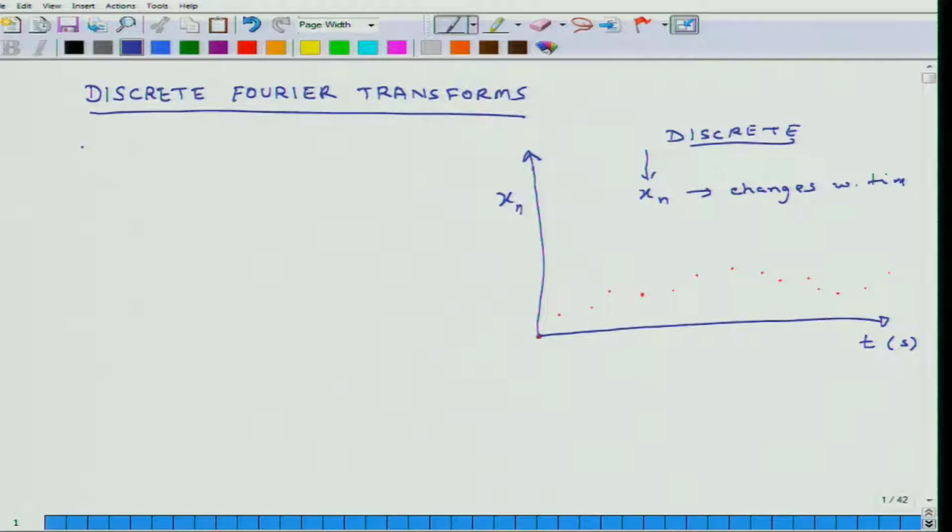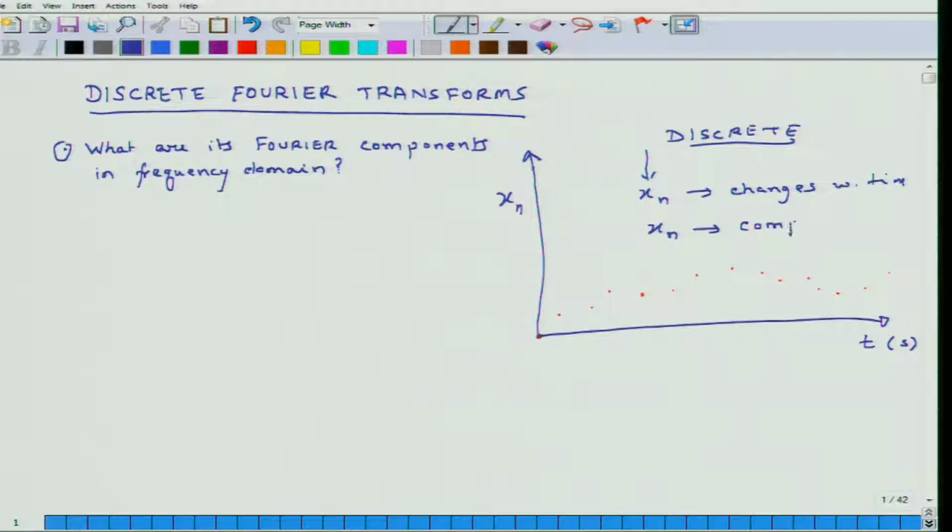Then the question is, if I have this type of discrete function, what are its Fourier components in frequency domain? This is the question. And the second thing we have to note is that xn is a discrete function, and also xn can be complex. If it was a real number, all I have to do is plot xn on the y axis and time t on the time axis, and I make this plot.